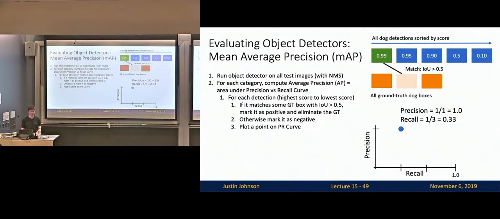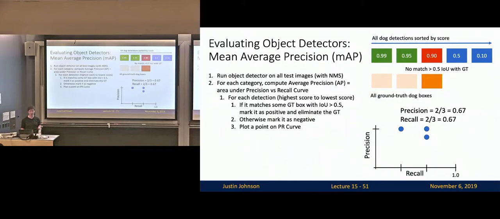Then we repeat this process for the next detection. Suppose our second highest scoring dog region also matches some ground truth. This gives us another point on the precision recall curve. Now we're considering 2 detections, both of which were true positives, so our precision is 1. And of the 3 ground truth regions, we're hitting 2 of them, so our recall is 0.67. This lets us plot a second point on the precision recall curve. Now suppose that the third region was a false positive and did not match any ground truth region in its image.